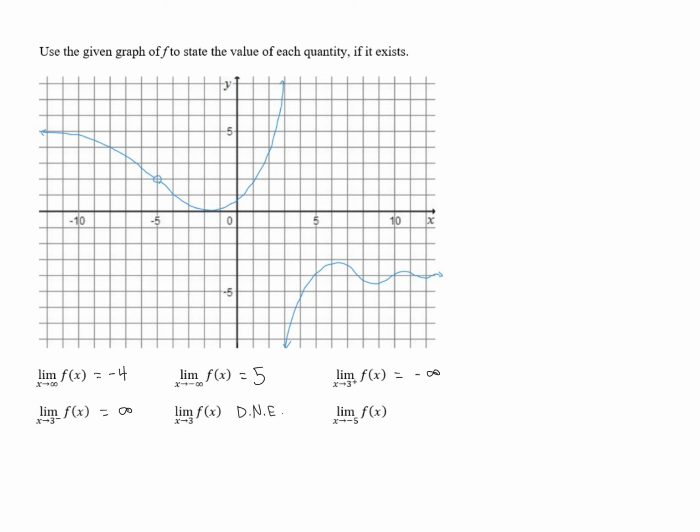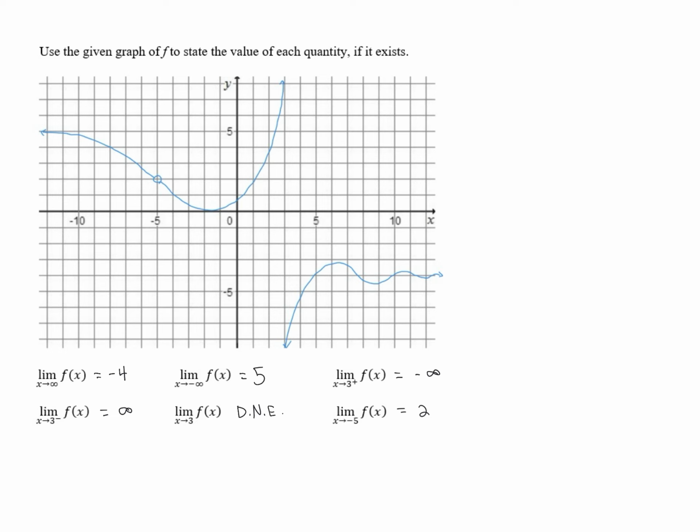And then finally, we've got the limit as x approaches -5 of f of x. The function is not defined at -5. There's a hole in that function, but that's fine. If we look at what's happening to the left and to the right, the y values in both of those cases are approaching 2. And so that limit is equal to 2. And there we have it.